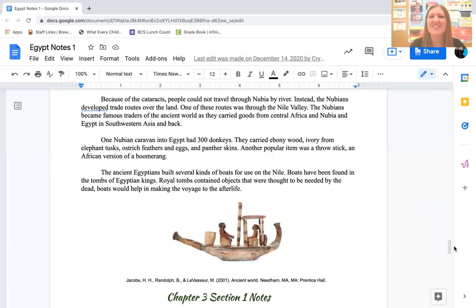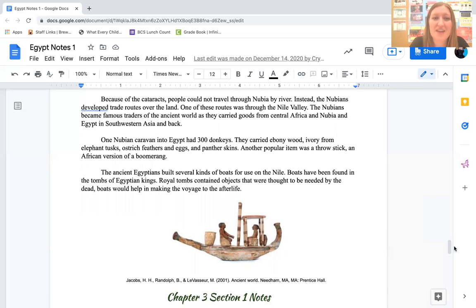Because of the cataracts, that white water, those rapids, even waterfalls at times, people couldn't travel through Nubia by river. Instead, the Nubians developed trade routes over land. One of these trade routes was through the Nile Valley, which we just read about. The Nubians became famous traders in the ancient world as they carried goods from Central Africa and Nubia and Egypt in southwestern Asia and then back again.